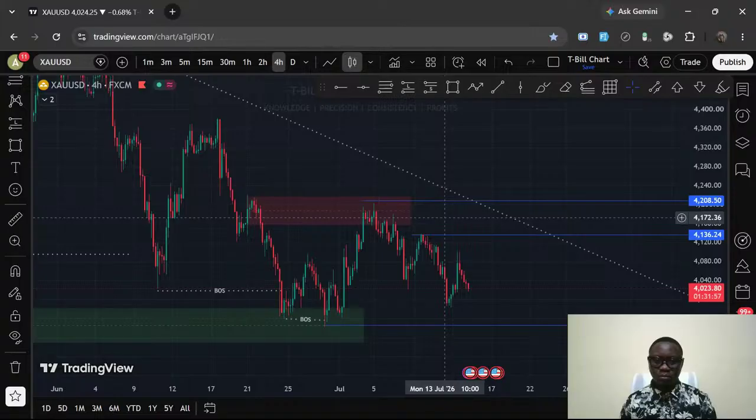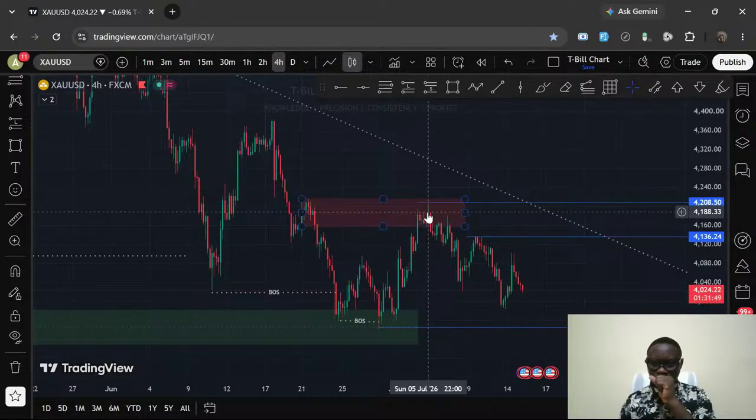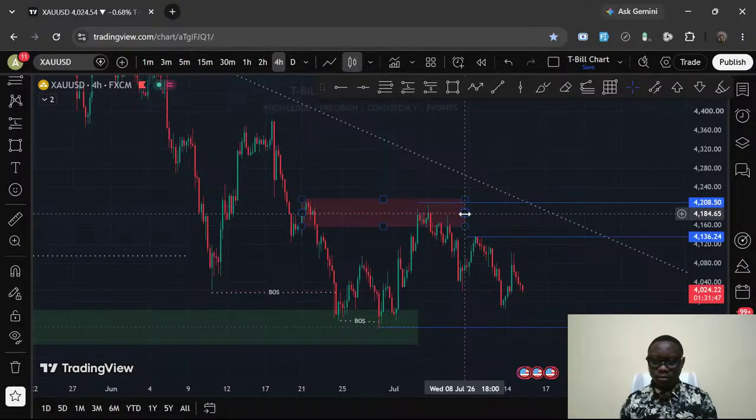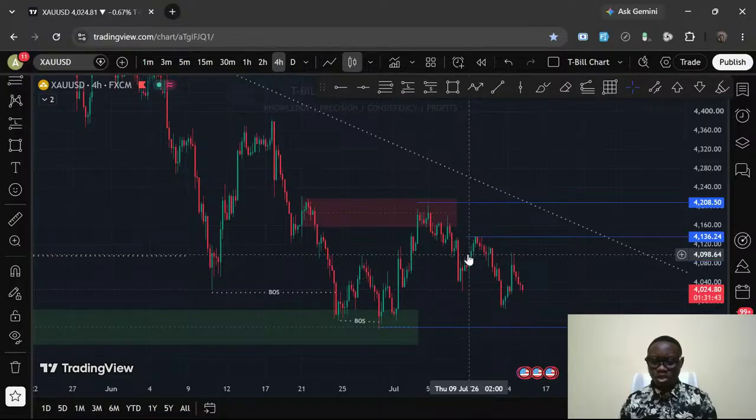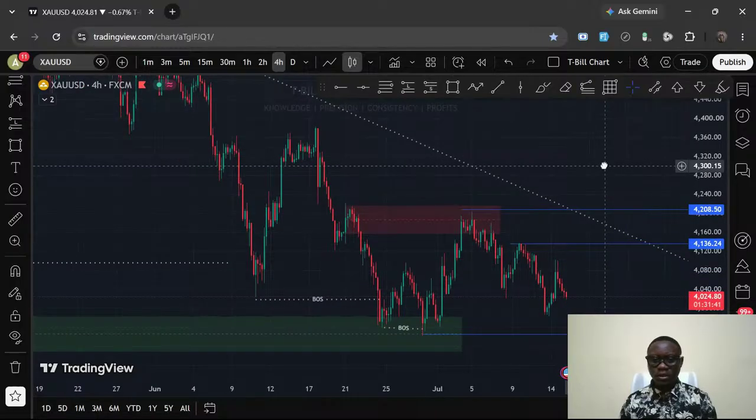So price already tapped into this zone right here, and started pushing down.